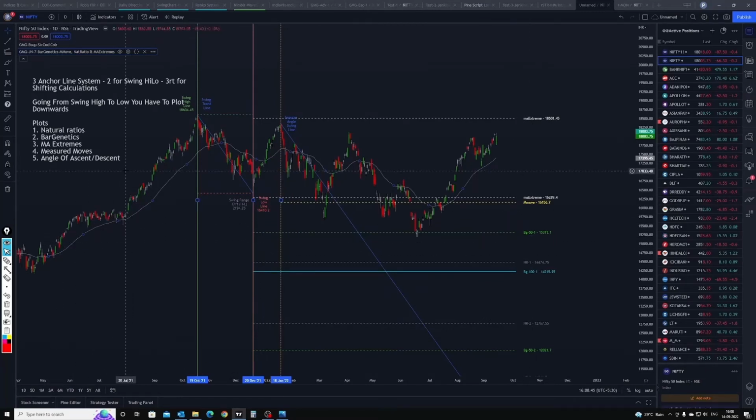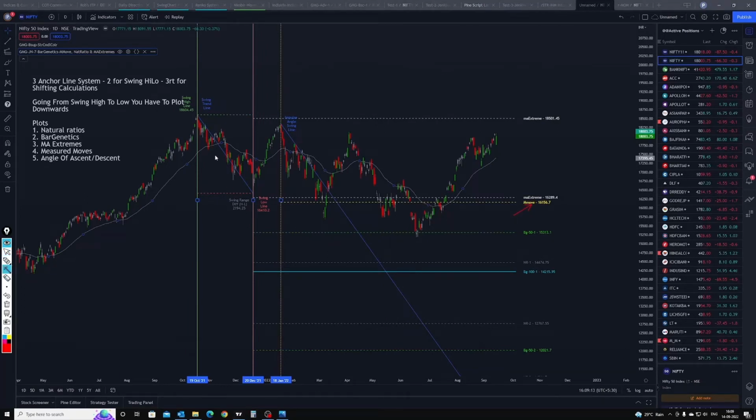The fourth thing over here is the measured move. Measured move is like taking the swing high-low difference and projecting an equal amount of that move downwards or upwards. That is, in very simple words, the measured move. So here the measured move is like 16,156. Here you can see it in yellow.